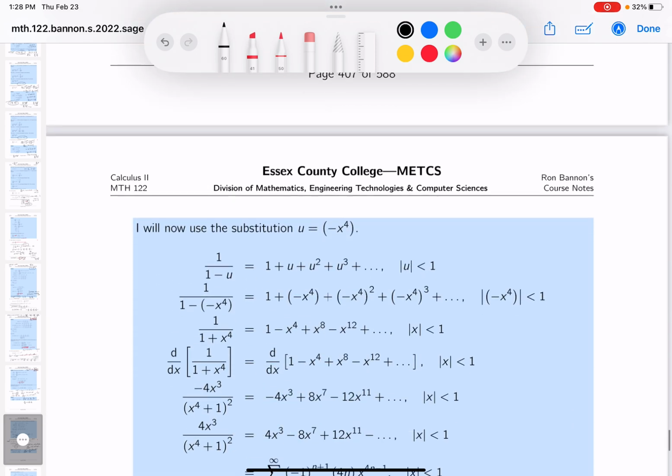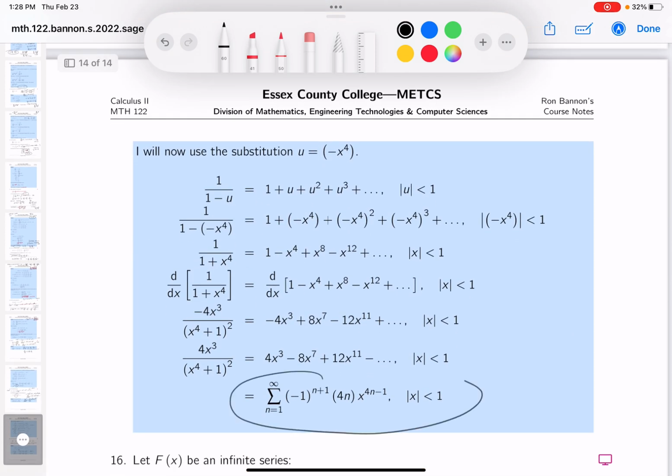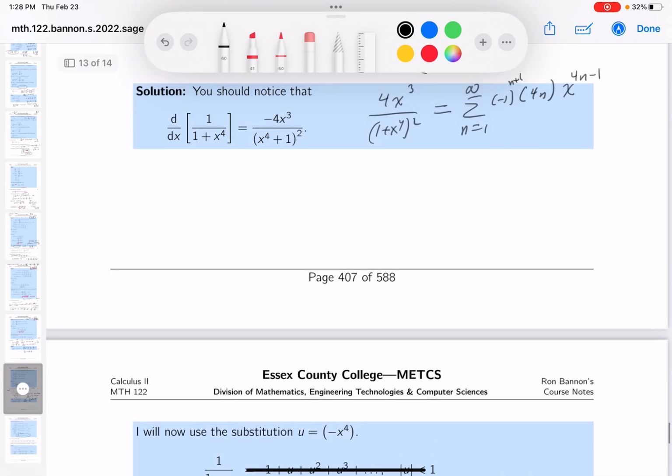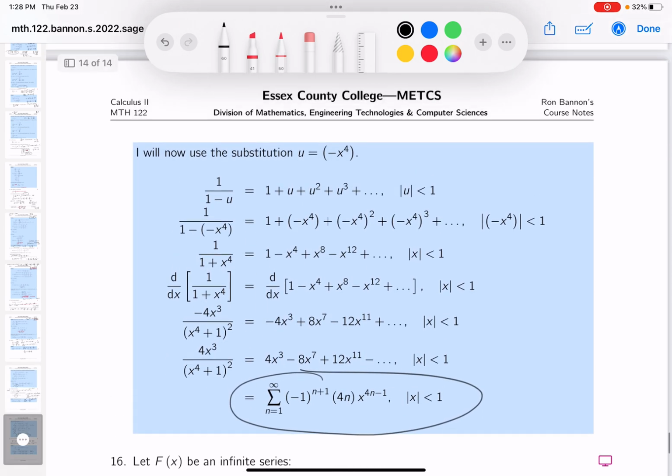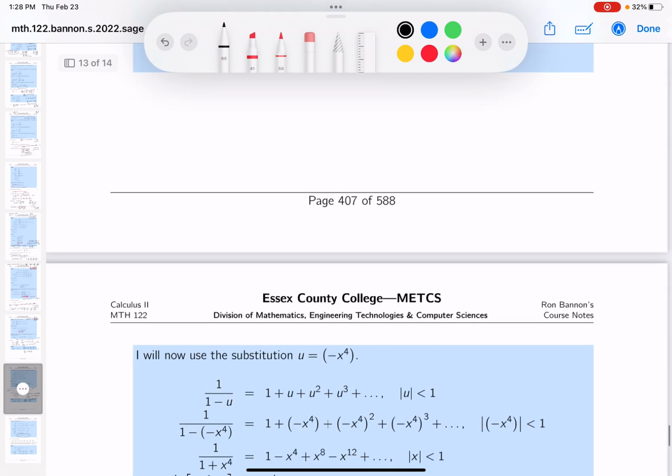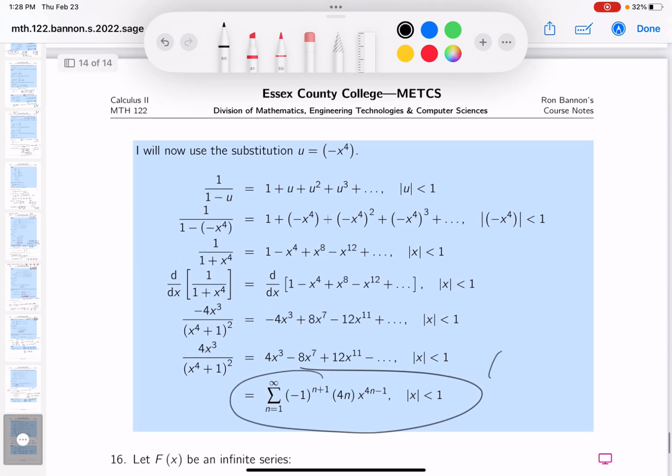Let's see what they got. They got this over here, and they start at 1 to infinity. They got minus 1 to the n plus 1. I see that. I see the 4n, and I see x to the 4n minus 1. And we're good to go.